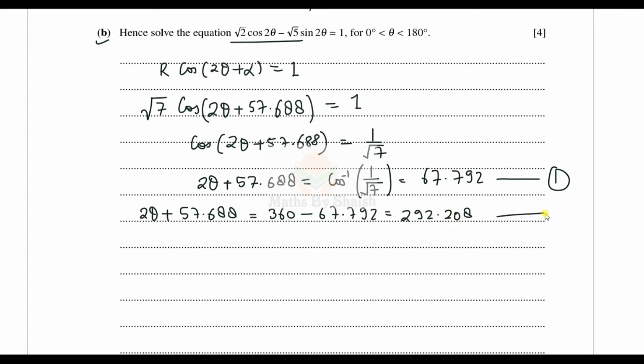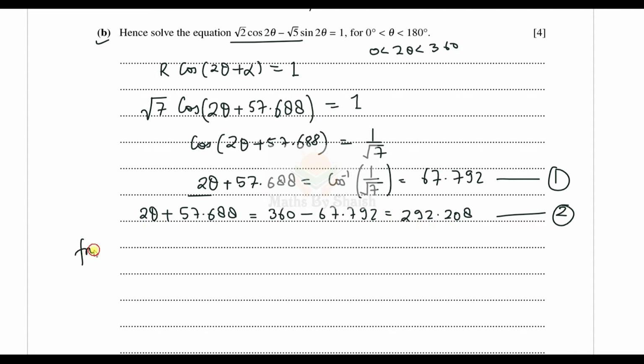The next value would go out of the range, so we'll only solve for these two values. How do we decide the range? We know that theta is up to 180, so 2 theta will be between 0 and 360. For the next angle we would add 360, which is of course more than 360, more than 400, so that's why I'm leaving it here.